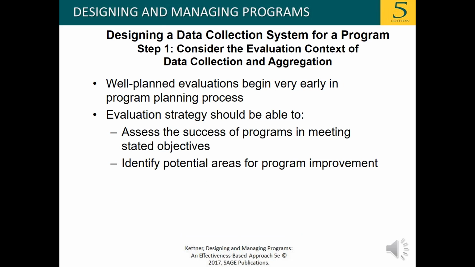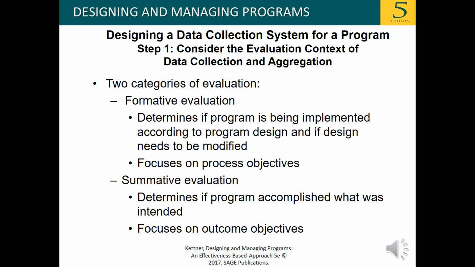Well-planned evaluations begin very early in the program planning process. Evaluation strategy should be able to assess the success of programs in meeting stated objectives and identify potential areas for program improvement. There are 2 categories of evaluation mentioned here, formative and summative evaluation. Formative evaluation determines if the program is being implemented according to program design and if the design needs to be modified. Formative evaluation also focuses on process objectives. Summative evaluation determines if the program accomplished what was intended, and it focuses on outcome objectives.